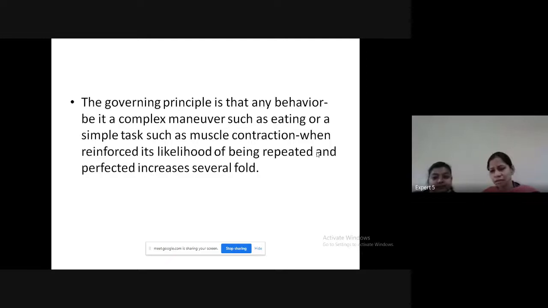Yes, sir. So biofeedback is actually based on that. Even if it is a complex activity such as eating or holding something, placing something, or a simple muscle contraction, when feedback is given to you repeatedly, then perfection will increase.